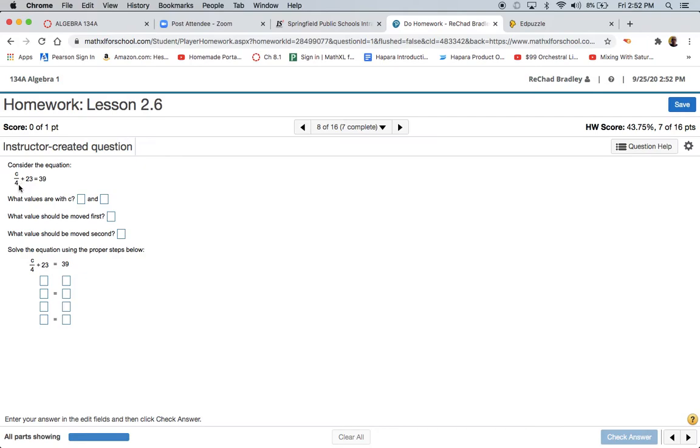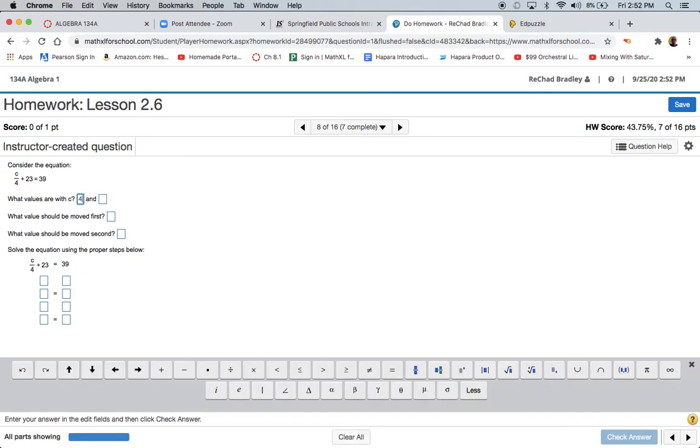The values with c are 4 and 23. Again, that's the key thing. As long as you can see what numbers are there, you will get better. Everything just kind of takes time to get used to. We need to move the weaker of the two, which is the 23, and then the 4 would go after that. I don't know why I just clicked out of there.